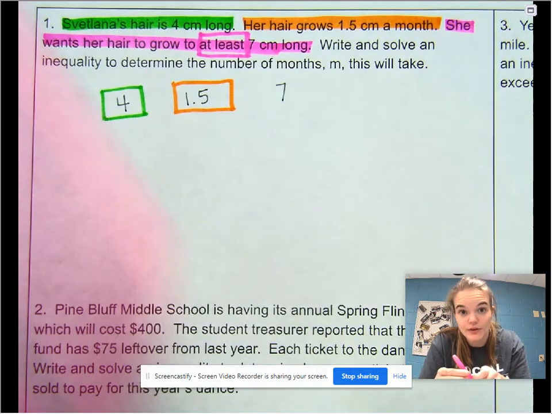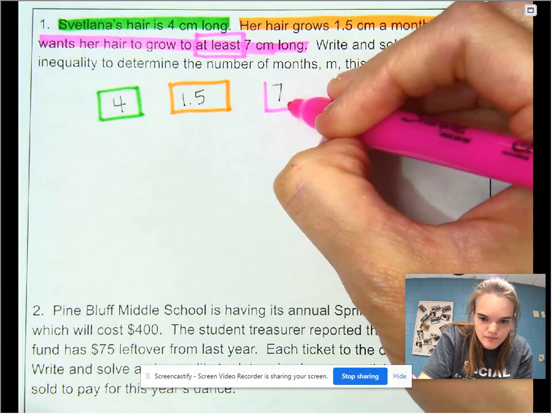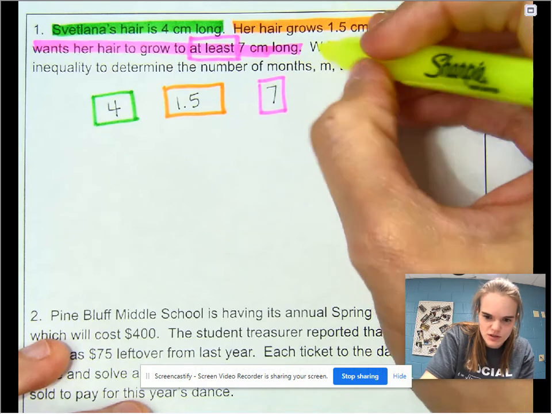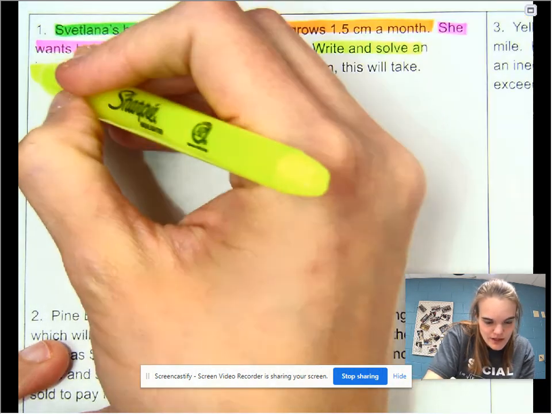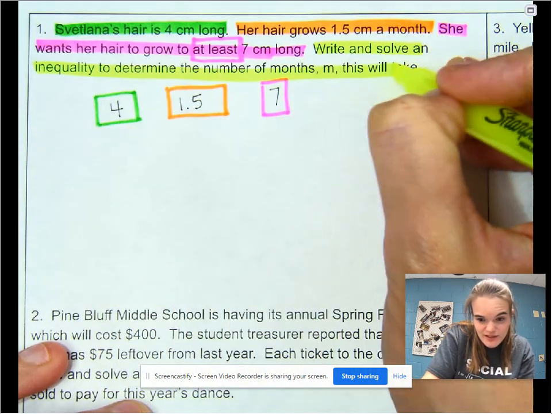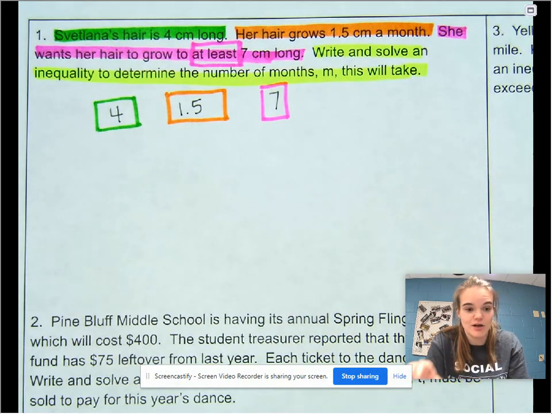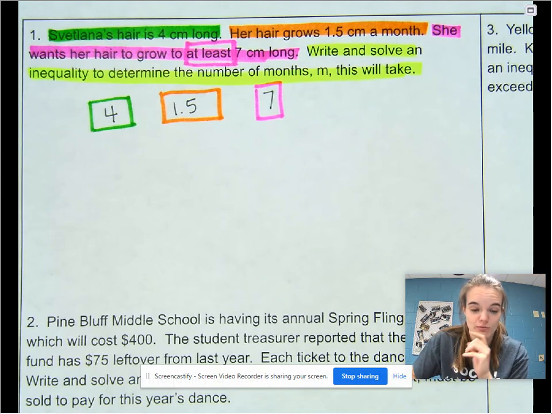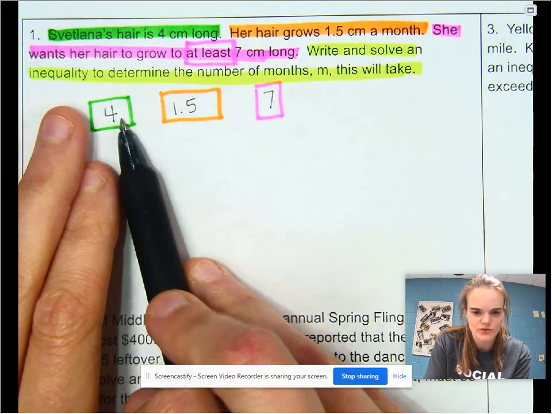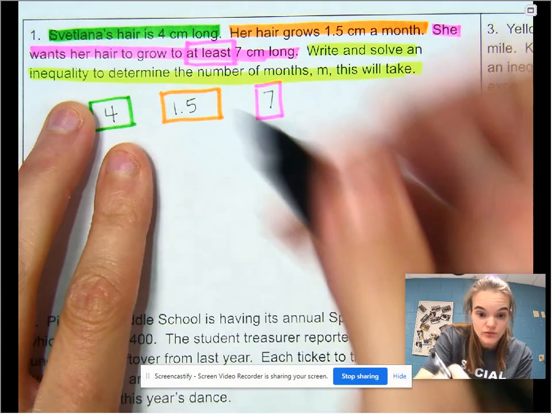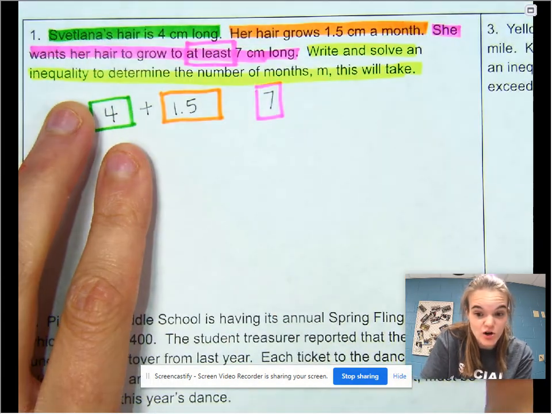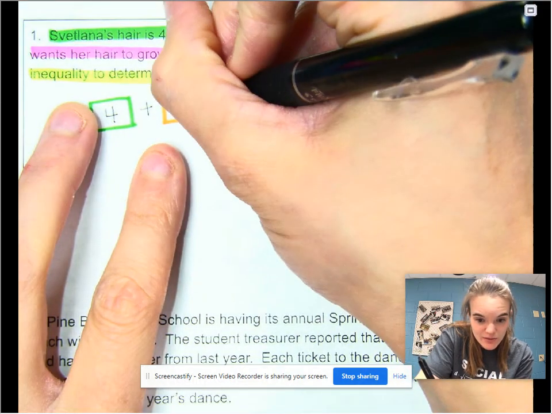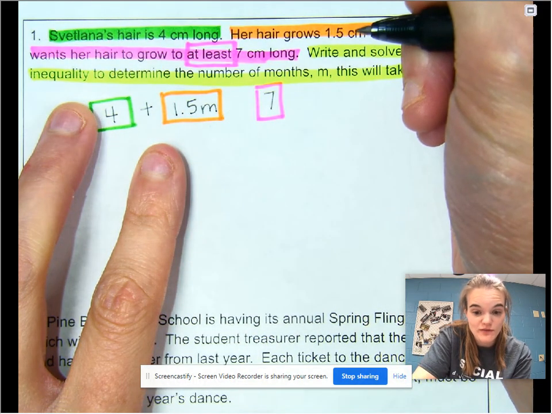I didn't put a box around it. Write and solve an inequality. We highlight the question in yellow, even though it's not in question form. Write and solve an inequality to determine the number of months M this will take. M months. Here's what we got to decide. We've got 3 numbers. The variable has to go with one of those numbers. So her hair is currently 4 centimeters. It grows, plus because it gets longer, 1.5 every month. Each month or a month means the variable goes with the 1.5.